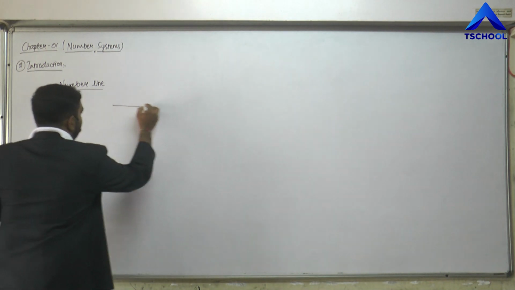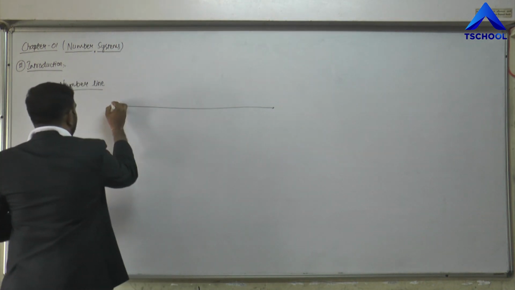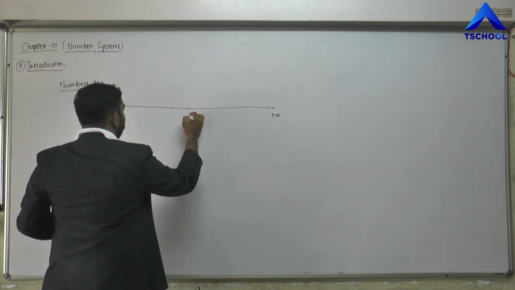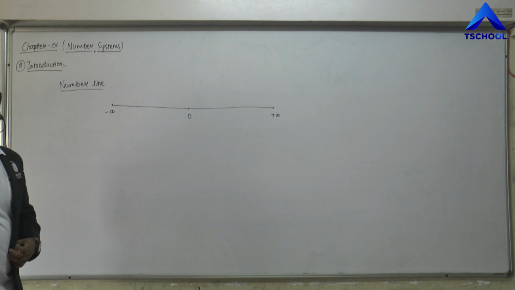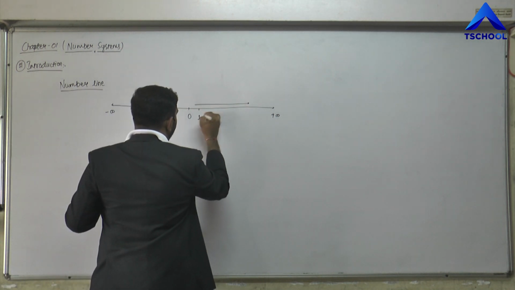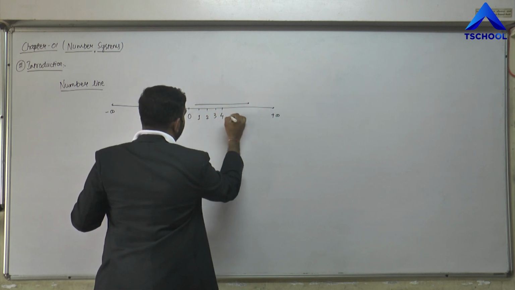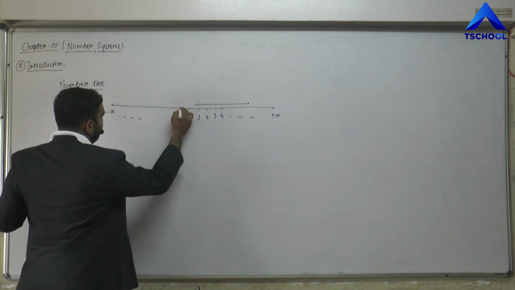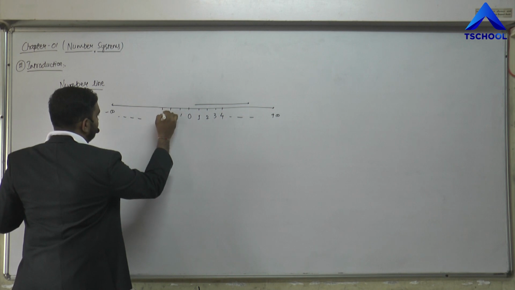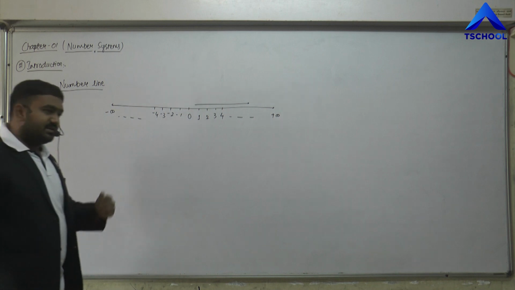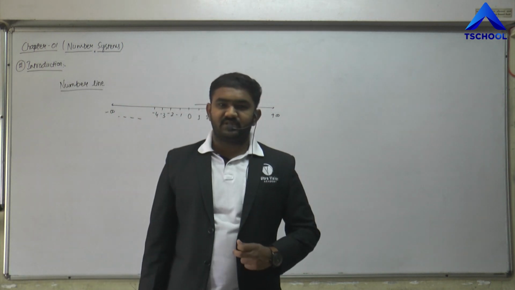That means if I draw a line here that goes from minus infinite to plus infinite, carrying a 0 here, then the numbers on the right side of the 0 will have their own property, that is they are all the positive numbers, right? And the numbers on the left side of 0, they are the negative numbers, right? So we know that these are the positive numbers, negative numbers and 0.